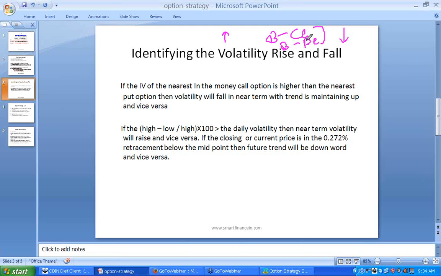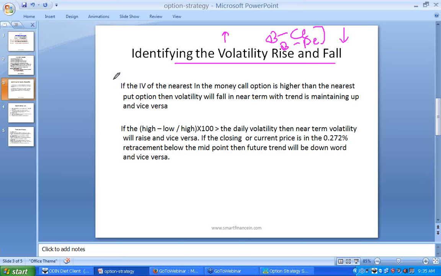So for this you require two pieces of information. One, how to identify the volatility rise and fall. Second, how you can identify a bull trend, bear trend or range bound trend. Simple mathematical processes are there. This is not a very strict rule. If you follow that, you are able to identify which kind of market you are in now and what kind of volatility scenario you are going to experience.